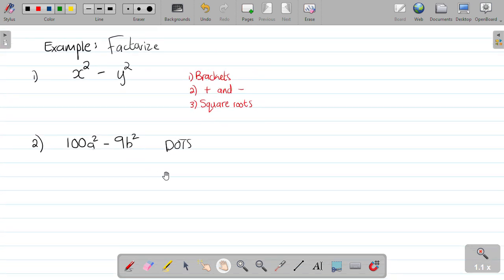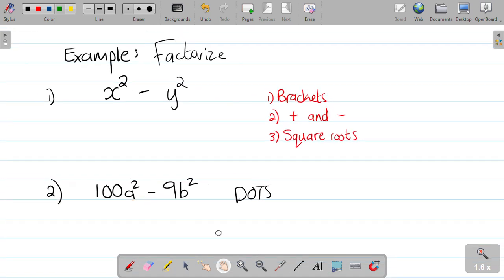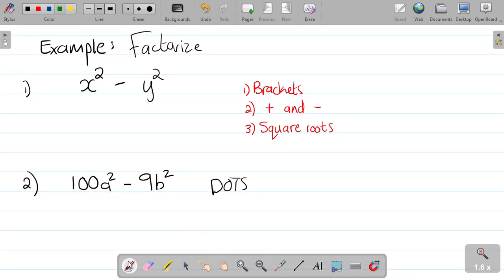Okay, so let's look at some examples. I'm just going to zoom in a bit. Let's look at some examples on how to factorize using the dots method or the difference of two squares method. So again, you ask yourself, are there any highest common factors in this question? And there is not. So you move on and you say, can I do dots, the difference of two squares? And actually, yes, you can.